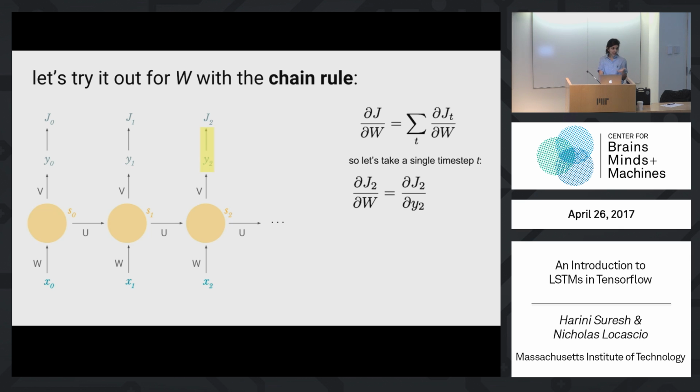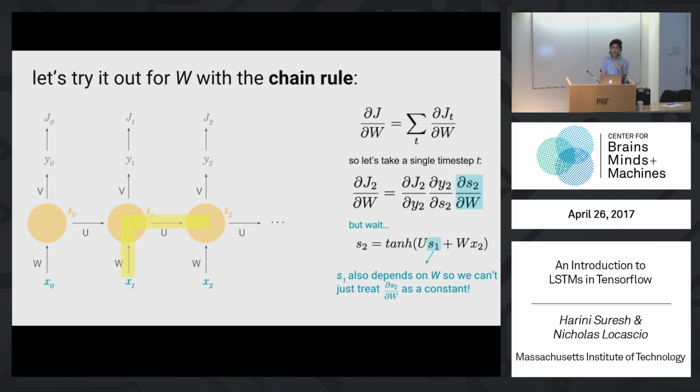Okay, so again, we just use the chain rule. The loss at time step 2 depends on the output, which is Y2. That depends on the cell state, which is S2, and that depends on W. So there we use the chain rule to get the derivative of the loss with respect to W. But you might notice that we have this last term, the derivative of the cell state at time 2 with respect to W. If we look a little closer, we can see that the cell state also depends on cell state 1, and that also depends on W. So we can't just treat that last term as a constant. We have to expand it even further.